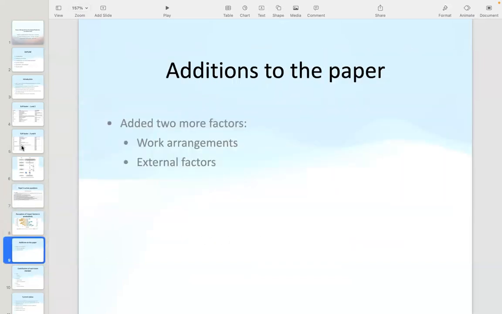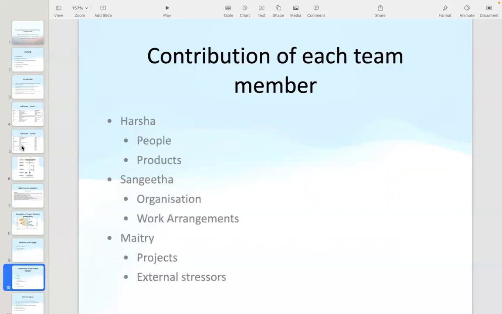Now, the addition to the factors that we have done is work arrangement and external factors. On top of people, product, organization, and projects, we have also added work arrangement and external factors, because we believe from our personal experiences at our respective workplaces that these two factors also affect productivity but are not mentioned in that paper.